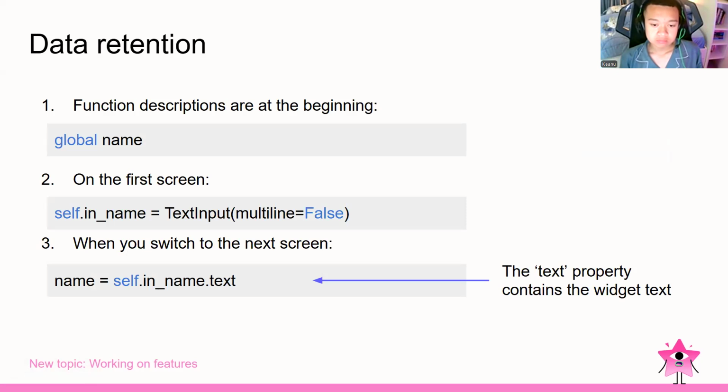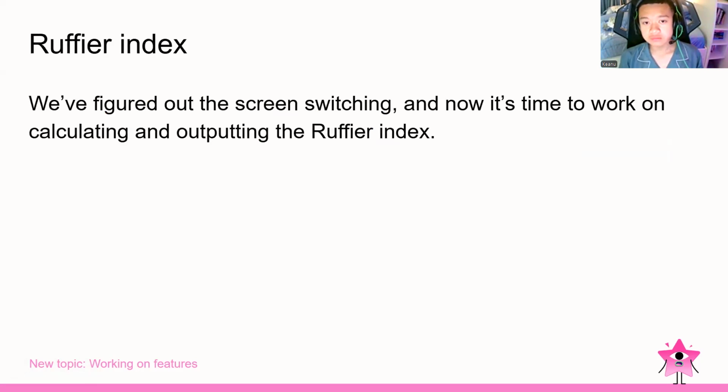Okay, so for data retention, as you can see, we will set the global name for this. We set the sub name for the text input. And when we switch to the next screen, it will go for the text property and widget, then for the wrapper index itself.